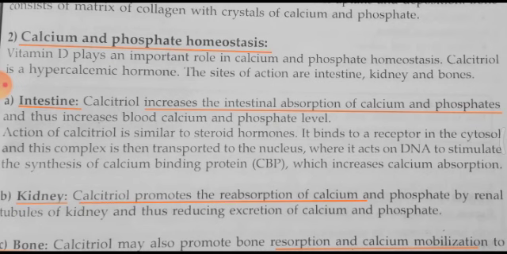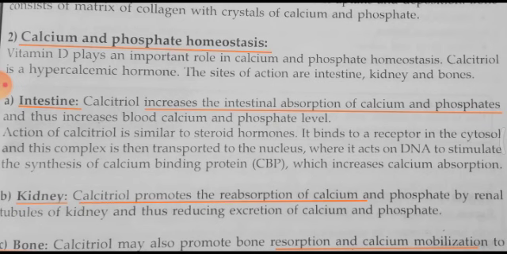The food that we eat which contains calcium ends up in the small intestine. There it undergoes absorption. In that process, calcitriol stimulates the absorption of calcium and phosphate from the small intestine into the blood. The action of calcitriol is similar to a steroid hormone. It binds to a receptor in the cytosol, and this complex is then transported to the nucleus where it acts on DNA to stimulate the synthesis of calcium binding protein.